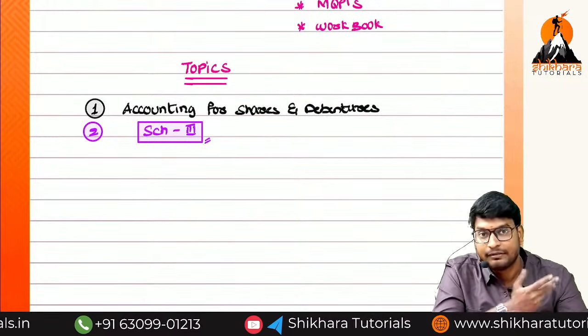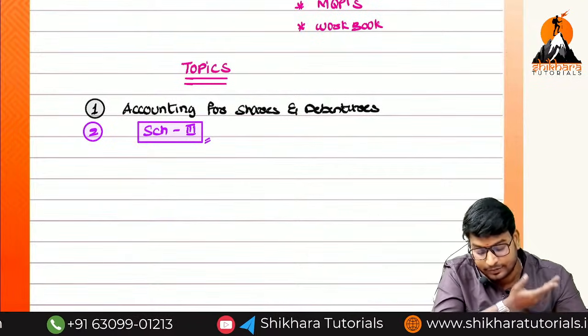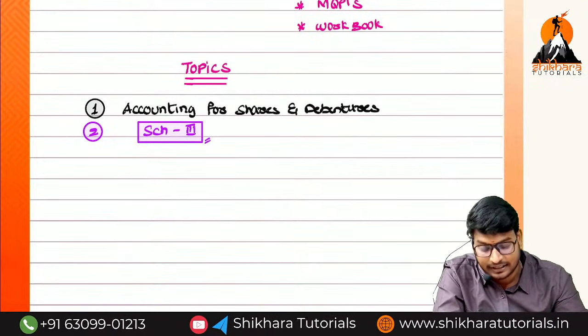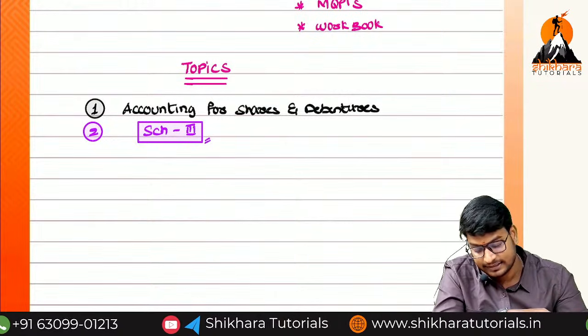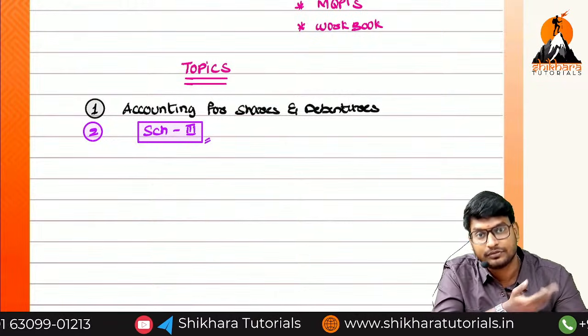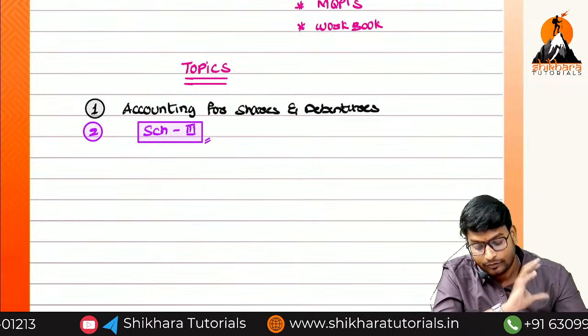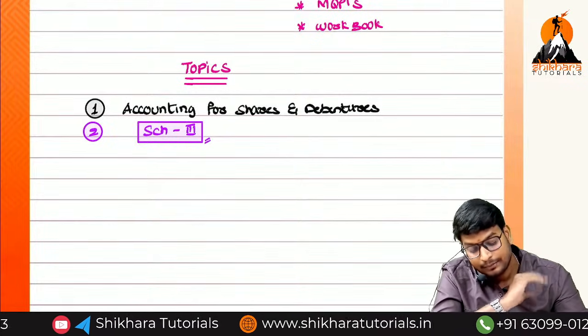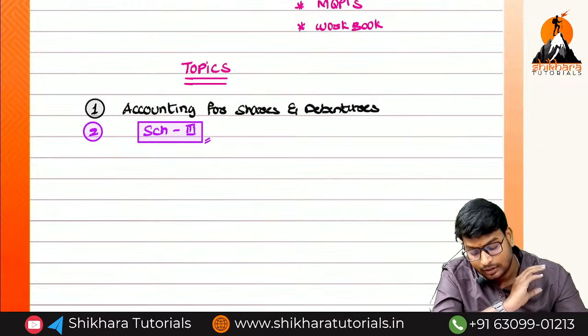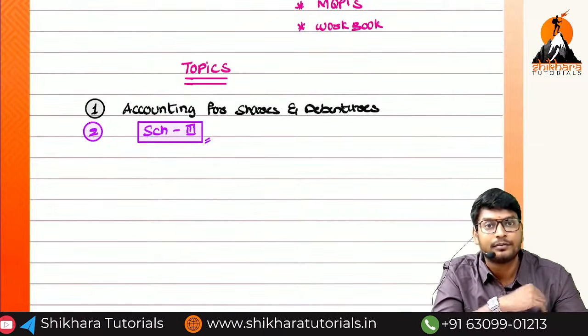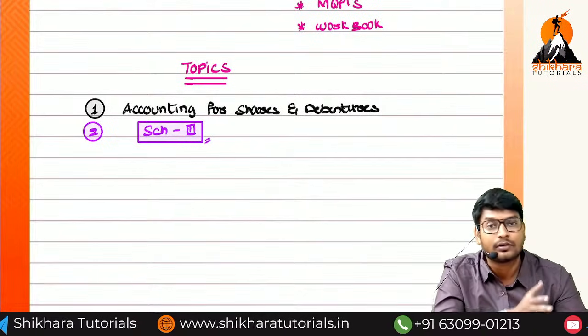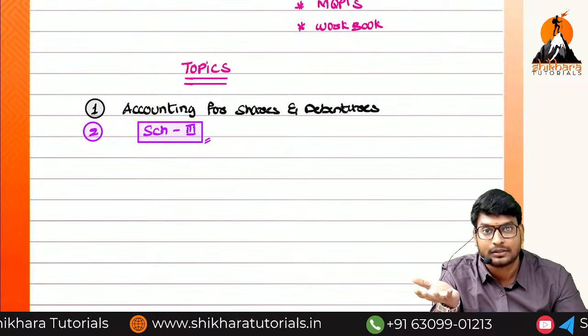In schedule 3 we are having two parts. Part A consists of the balance sheet and part B consists of the P&L account. Already you know the final accounts, so this chapter is very easy, provided you learn the formats. When coming to corporate accounting, all the formats will be there. If you know the formats, that chapter will be completed. The concept you have already learned in financial accounting itself.